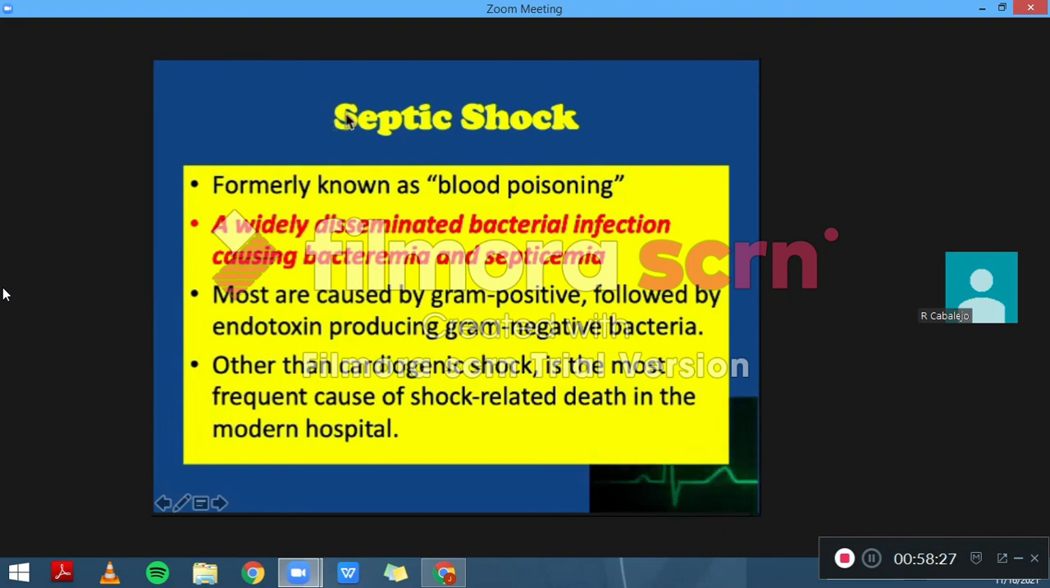The last form of shock would be septic shock. This is formerly known as blood poisoning. It is caused by a widely disseminated bacterial infection causing bacteremia and septicemia. Most are caused by gram-positive bacteria, followed by endotoxin-producing gram-negative bacteria. And other than cardiogenic shock, it is the most frequent cause of shock-related death in modern hospitals.